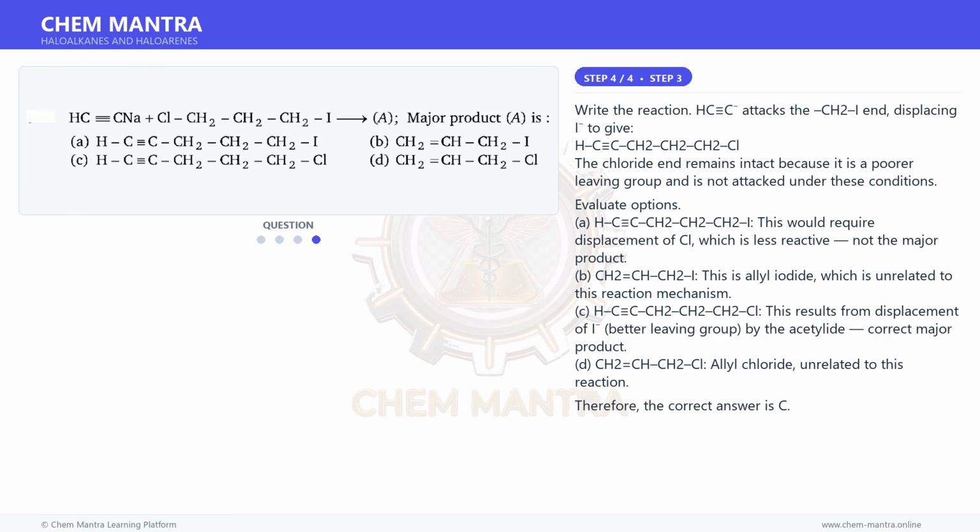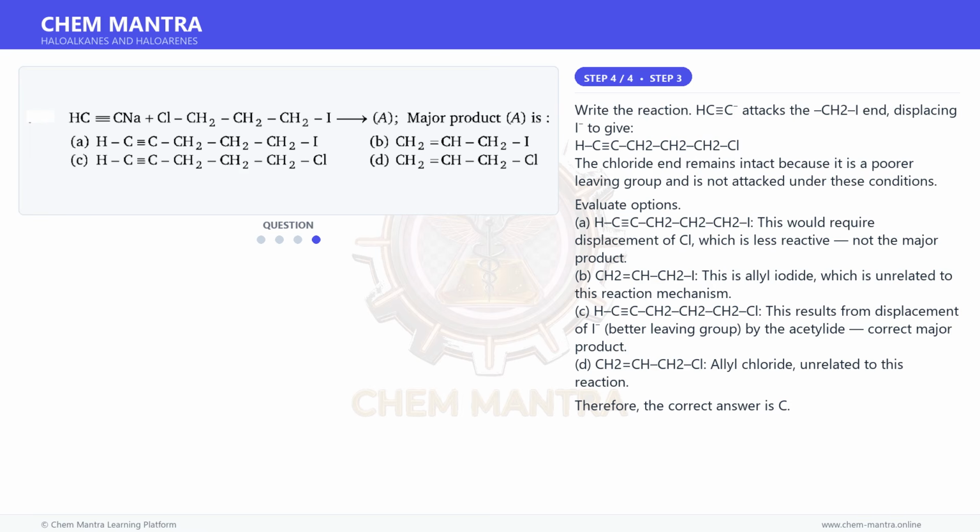Evaluate options. A. HC≡C-CH2-CH2-CH2-I. This would require displacement of Cl, which is less reactive, so it is not the major product. B. CH2=CH-CH2-I. This is allyl iodide, which is unrelated to this reaction mechanism.